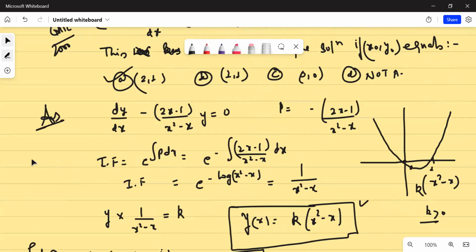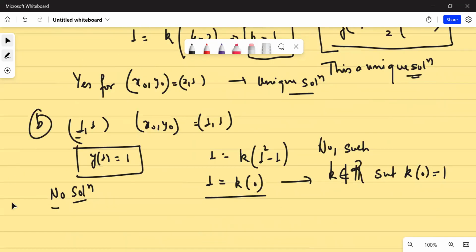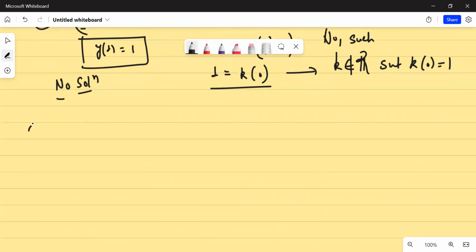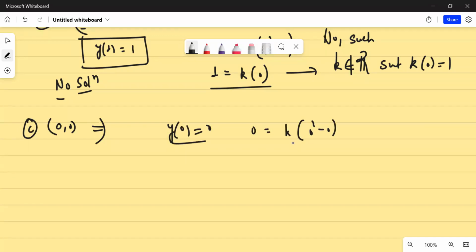Okay, now the last option, 0 comma 0. What is the problem with that particular thing? So if I take 0 comma 0, what does it imply? It implies that y at x equal to 0, y would be 0. That implies 0 would be equal to k times 0 square minus 0. How many real values would be there which when multiplied with 0 would give you again 0? There would be infinitely many values.